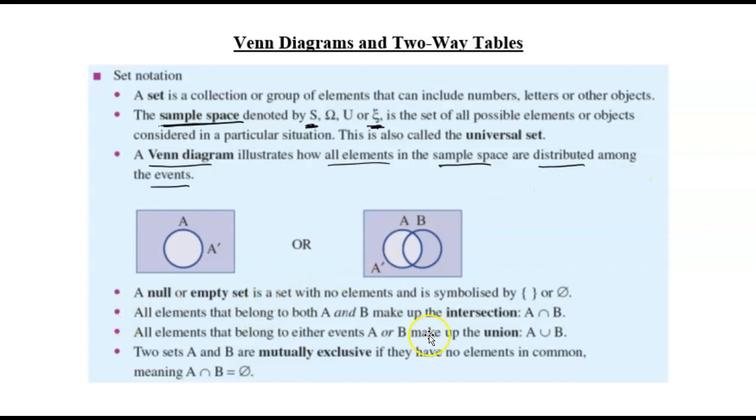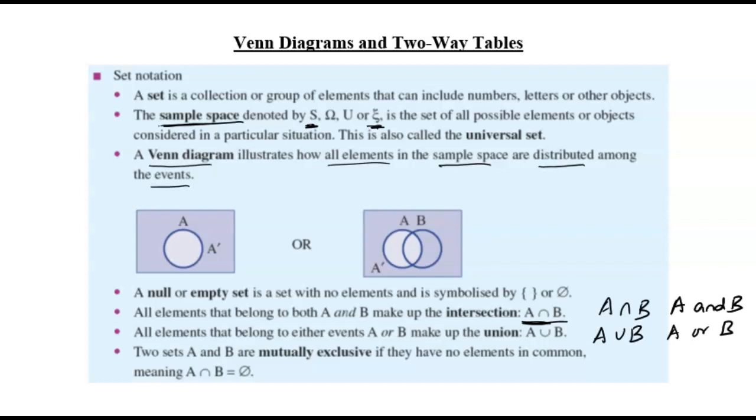Now, intersection. If you're having two events, all elements that belong to both A and B make up the intersection. There are two really important keywords that we need to consider when it comes to probability: and, and or. And represents the intersection, which is basically saying A and B. The second one is or, which is given by A union B. So A or B is basically the same as writing A union B.